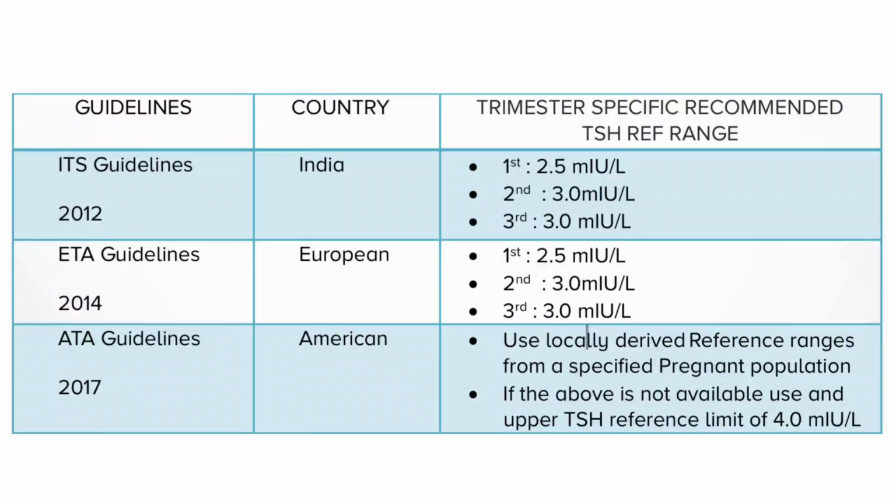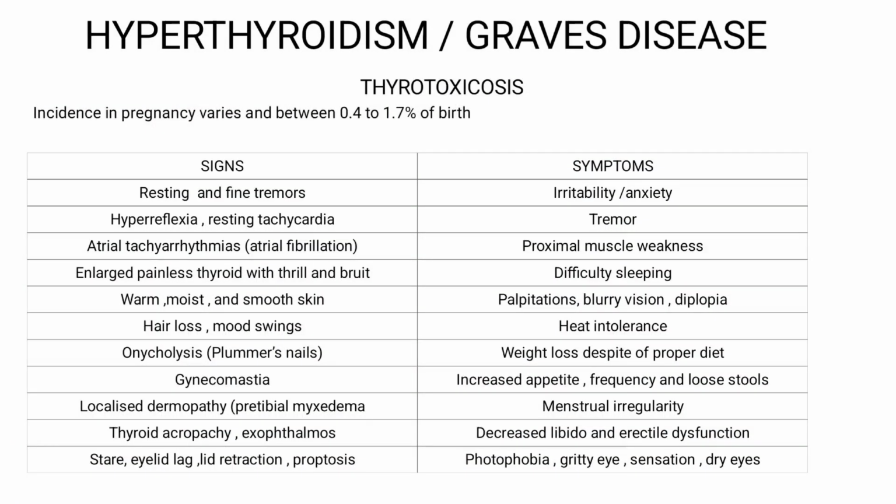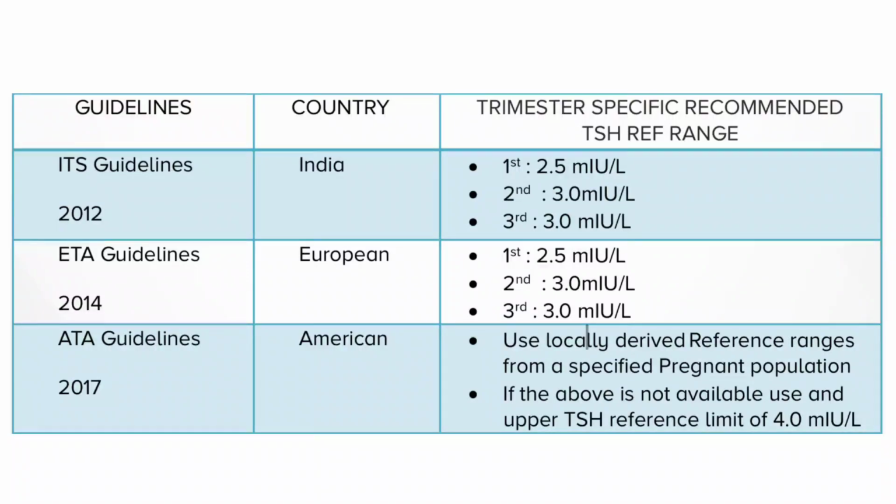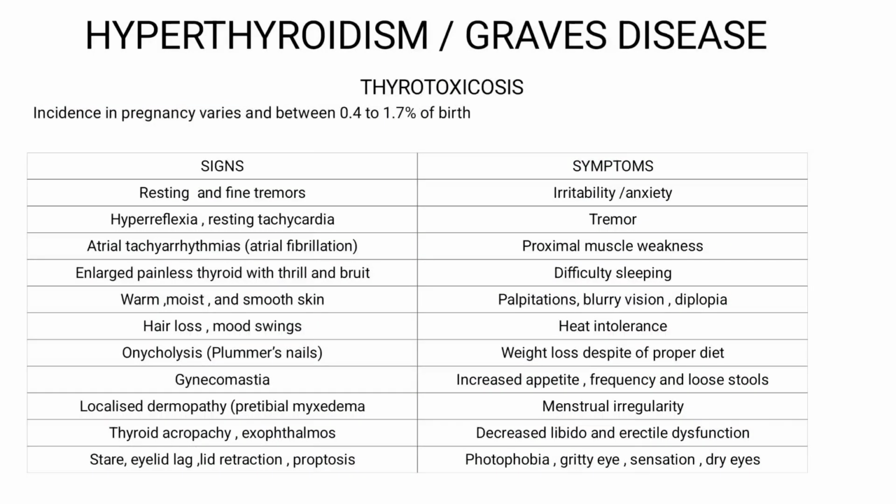But according to the ATA, the American Thyroid Association 2017, we have to use locally derived reference ranges from a specifically pregnant population, and if these reference ranges are not available, then we can use the upper TSH reference limit of 4.0 milli international unit per liter.